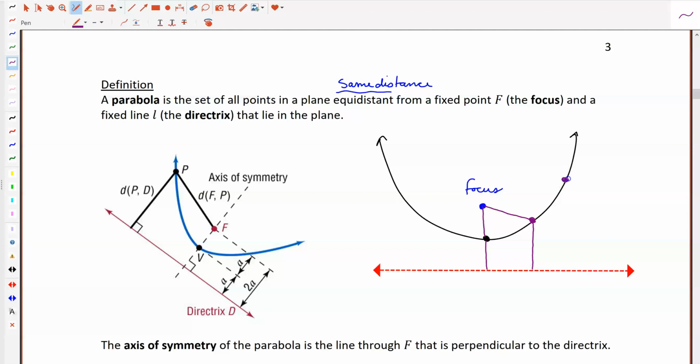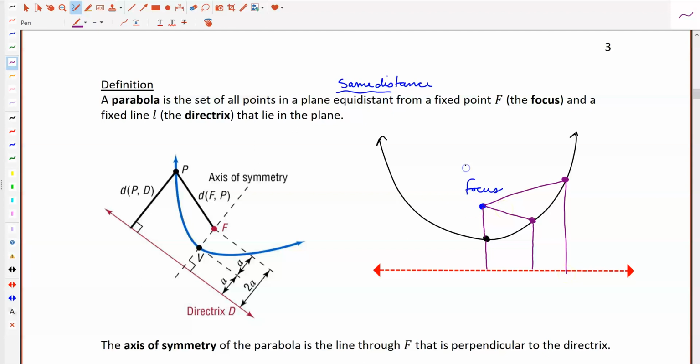What if it was this point up here? Then the distance from this point to the focus is the same as the distance from this point to the directrix. Okay, so that's why the focus and the directrix are very, very special when you think about this in terms of a conic section.